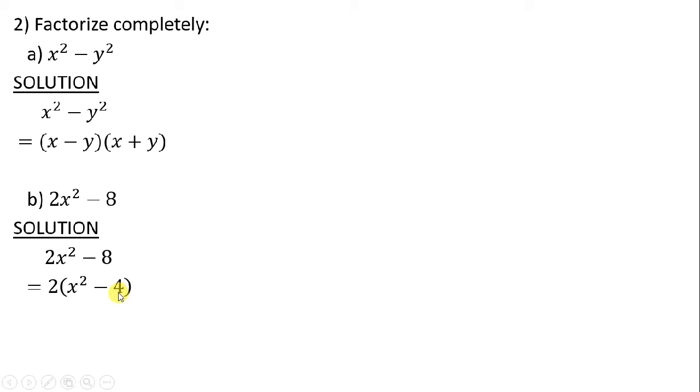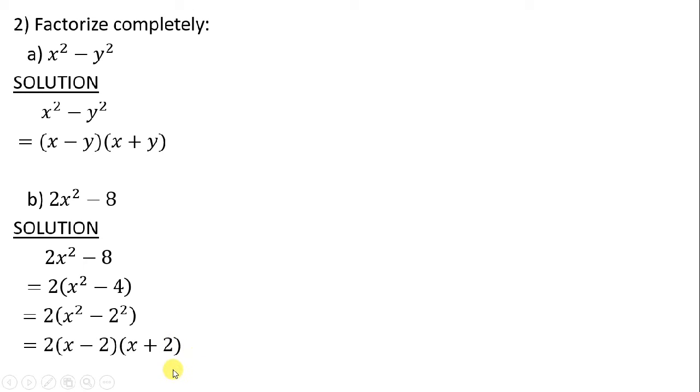Now this 4 is a perfect square number. So you can express it in the form 2 to the power 2. Let's do that. So we have x squared minus 2 to the power 2. Since we have two squares and we are asked to subtract, we are going to factorize using a difference of two squares by getting the difference of the bases times the sum of the bases. So x squared minus 2 squared is the same as x minus 2 times x plus 2.